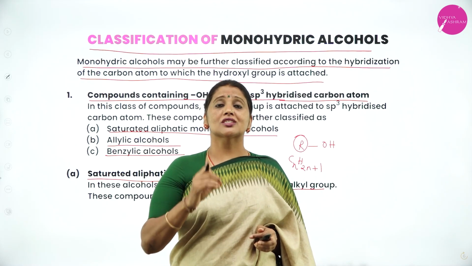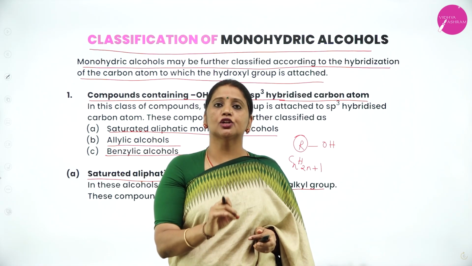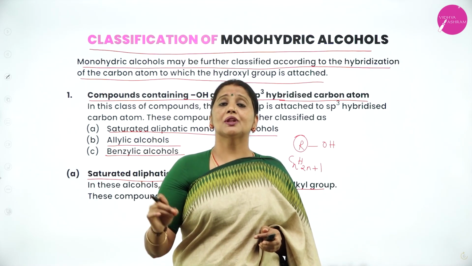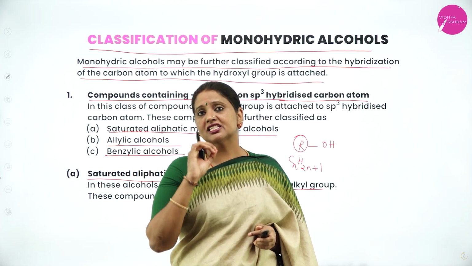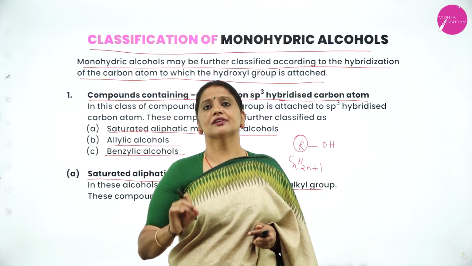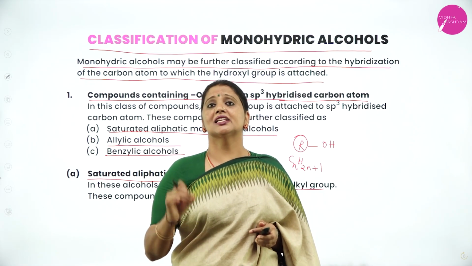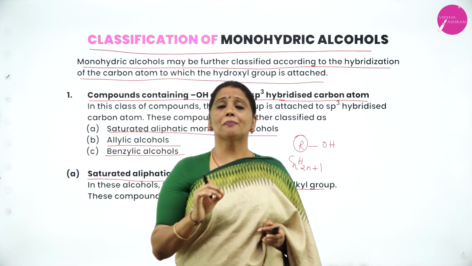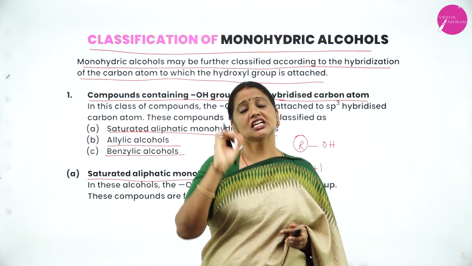For example, what's the molecular formula of methane? CH4. If you remove one hydrogen atom from methane, it becomes CH3, known as methyl. Ethane is C2H6. Ethyl is C2H5. Propane is C3H8. Propyl is C3H7.